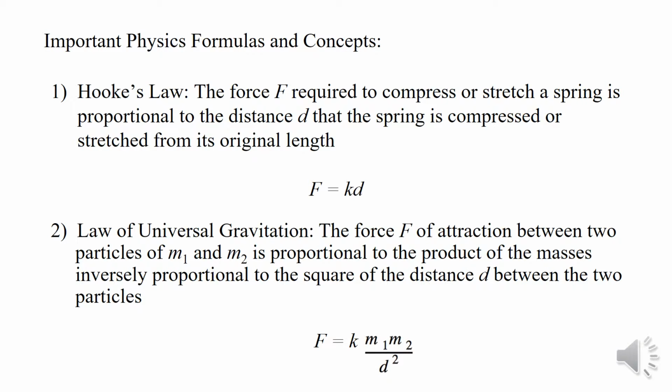Another important law is the law of universal gravitation. The law of universal gravitation says that the force F of attraction between two particles, m1 and m2, is proportional to the product of the masses and inversely proportional to the square of the distance d between the two particles. The formula is F equals k m1 m2 all divided by d squared, where k is the gravitational constant.